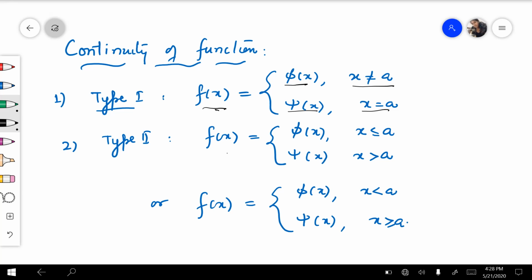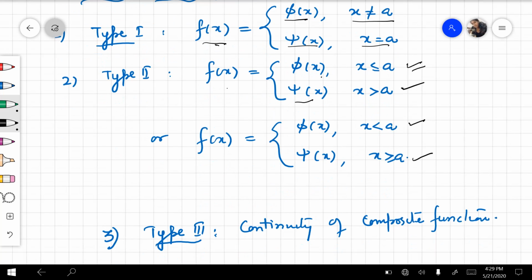the form f of x equals phi of x when x is less than or equal to a, and psi of x when x is greater than a, or f of x equals phi of x when x is less than a, and psi of x when x is greater than or equal to a. In those videos, we discussed how to find the left hand limit and right hand limit in all these cases. And we have proved that the function is continuous at a given point a if the left hand limit at a is equal to the right hand limit at a and is equal to the image at a.